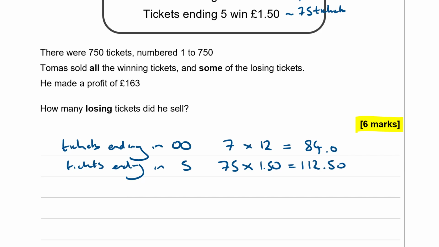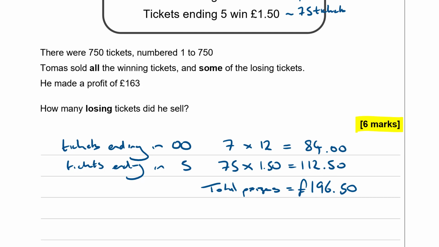112.5. So what's the total prize money? Is those two added together. So adding on the £84 is £196.50. £196.50. Okay, so that's the money he paid out.